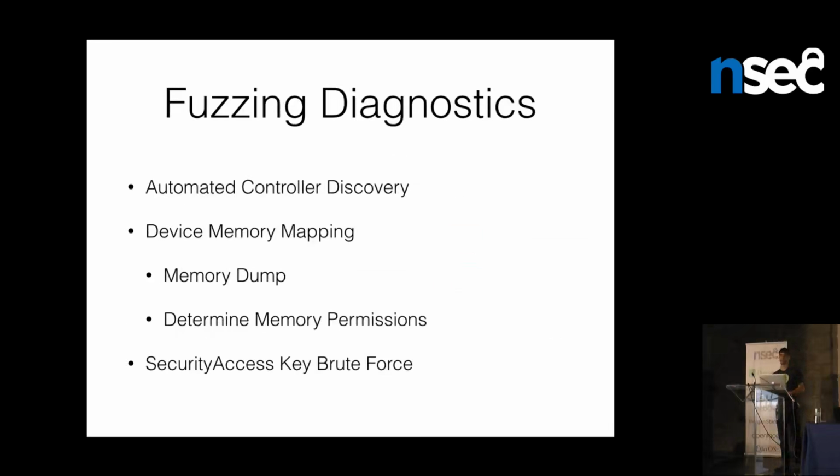So the whole idea with this diagnostic stuff, and we have a little bit of tools to talk to it now, is we can fuzz. We can do this automated controller discovery thing by just hammering all the different IDs. That's a start. But we can do some way more complex mapping.